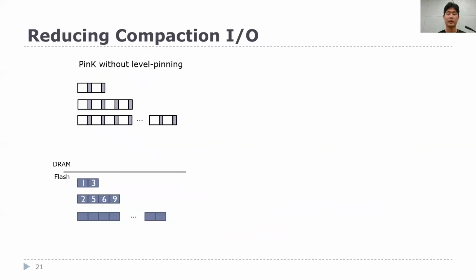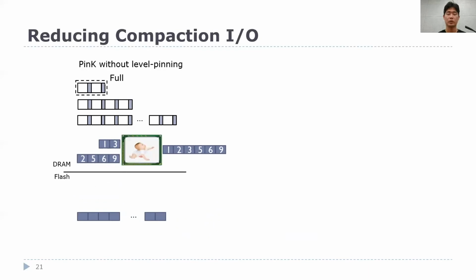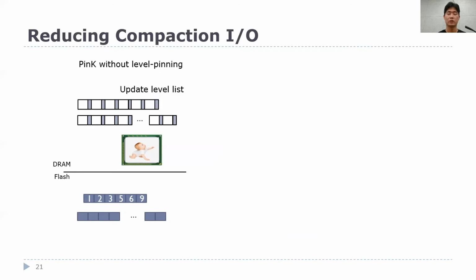Another effect of level pinning is reducing compaction I/O overhead. First, let's have a look at the compaction process when PinK does not use level pinning. When a level becomes full, it reads the meta segments of the full level and the level below. After it sorts the two sets of meta segments, the resulting meta segments are written to flash, and the level list is updated. During this process, it takes 6 reads and 6 writes.